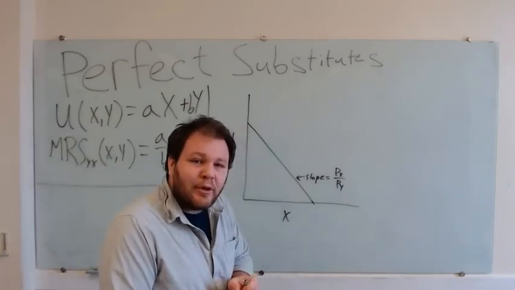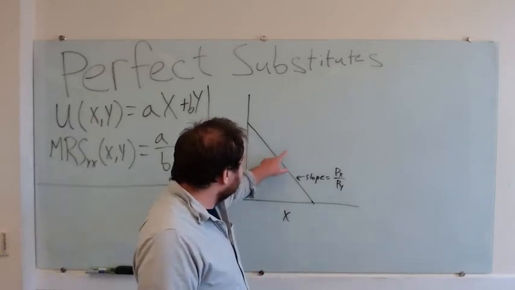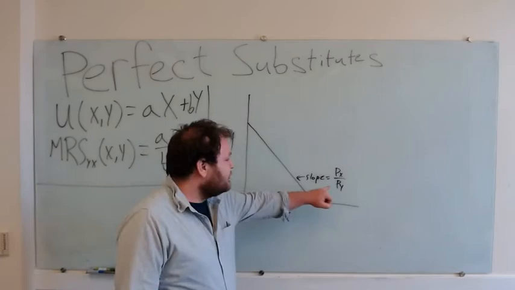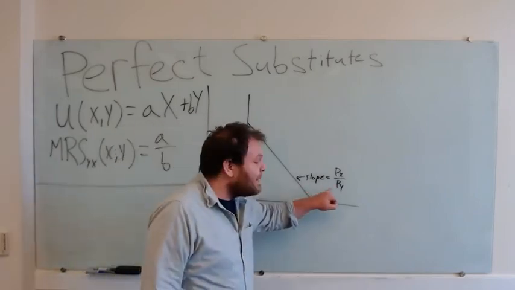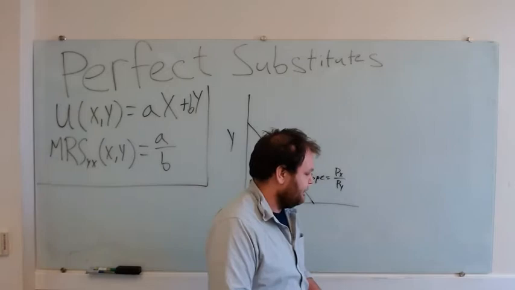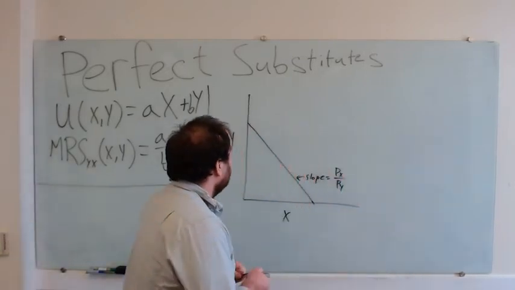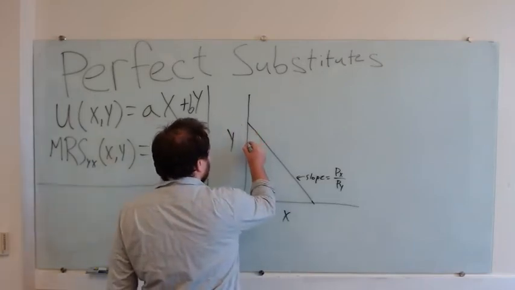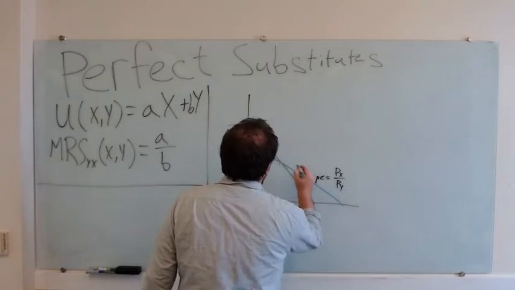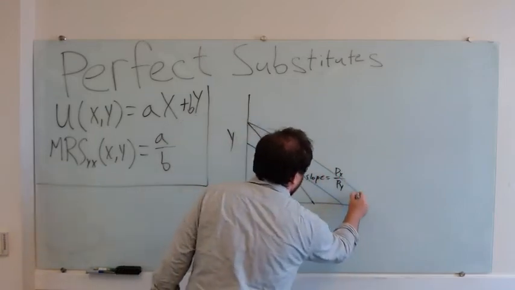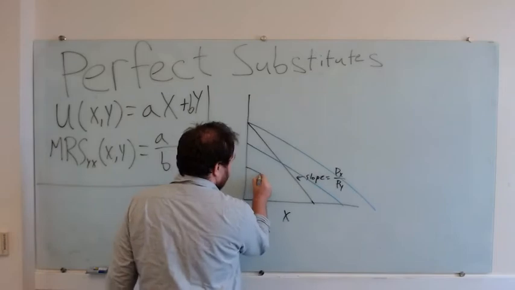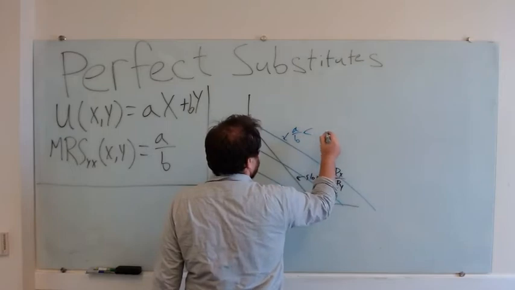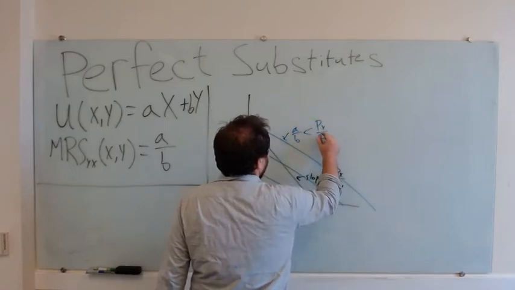So we're not going to be able to find an interior solution, some spot on this budget constraint where the MRS equals the price ratio, unless A over B just so happens to have the same slope as Px over Py. In other words, if we imagined a situation where A over B was less than Px over Py, then we would have indifference curves that have a shallower slope than our budget constraint. This is where A over B is less than Px over Py.